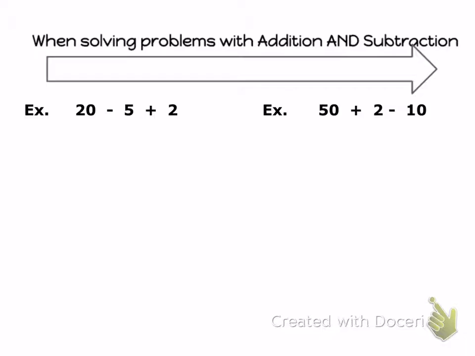What if they're all addition and subtraction? Same thing happens when it's all addition and subtraction. You must solve these problems from left to right. So we're going to put that in this arrow, just like the other ones. Must solve from left to right. And again, this is only if the problems are mixed up, if it's addition and subtraction.